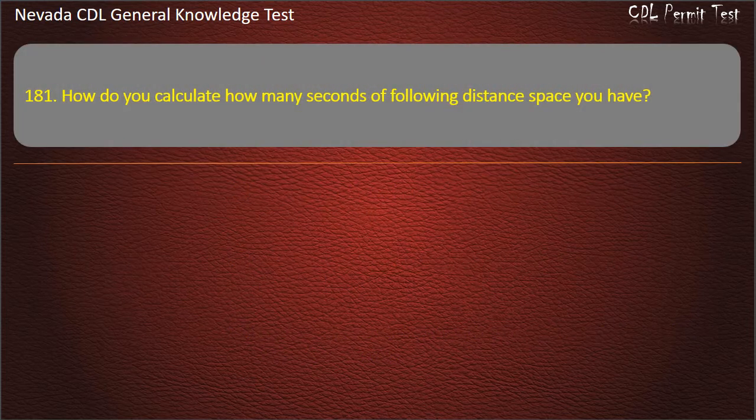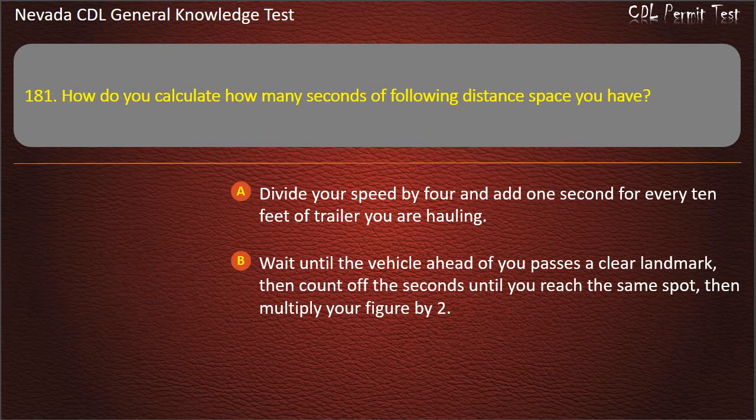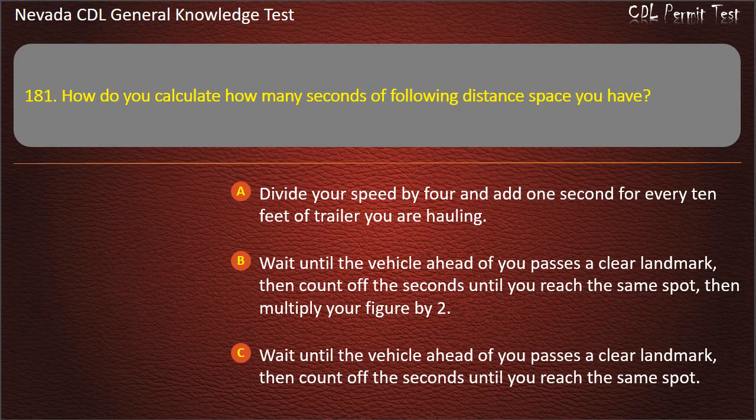Question 181. How do you calculate how many seconds of following distance space you have? Divide your speed by 4 and add 1 second for every 10 feet of trailer you are hauling. Wait until the vehicle ahead of you passes a clear landmark, then count off the seconds until you reach the same spot, then multiply your figure by 2. Wait until the vehicle ahead of you passes a clear landmark, then count off the seconds until you reach the same spot. Answer. Wait until the vehicle ahead of you passes a clear landmark, then count off the seconds until you reach the same spot.